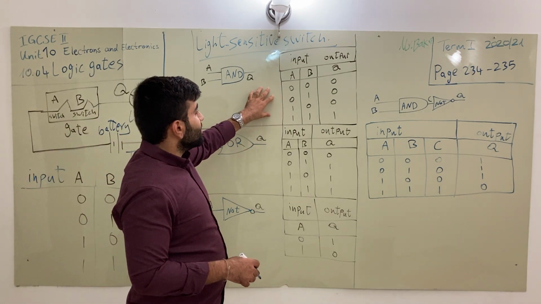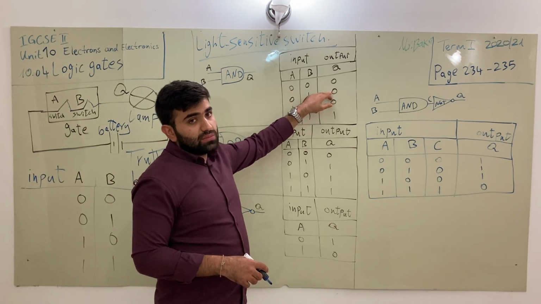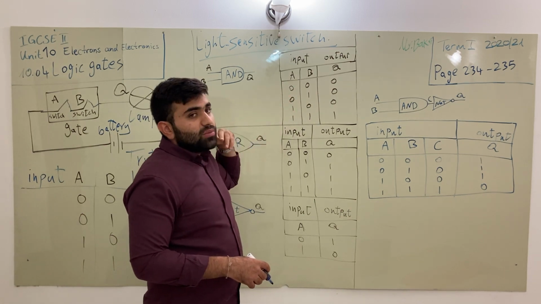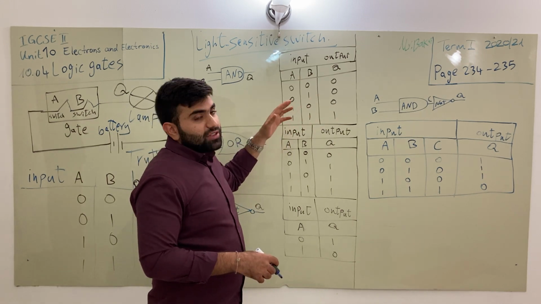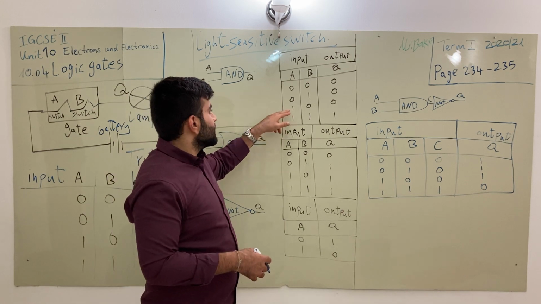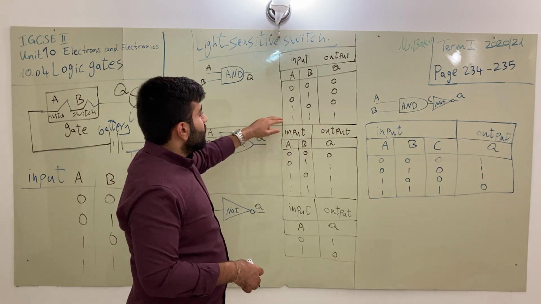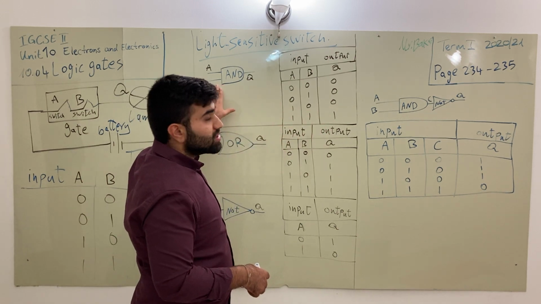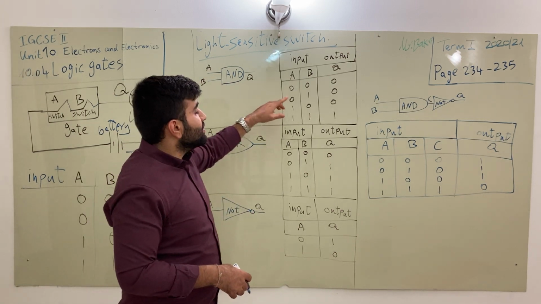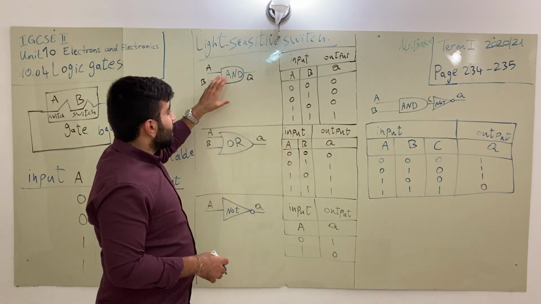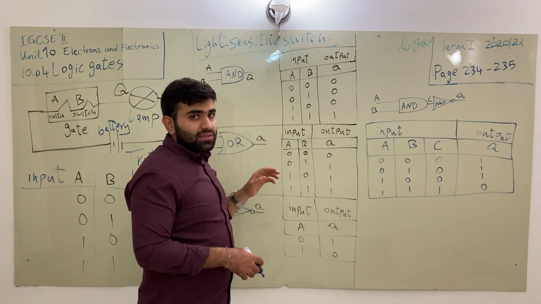So in this truth table for AND, if A is 0 and B is 0, the output will be 0. If you multiply 0 by 0, it's 0. You multiply 0 by 1, it's 0. Everything you multiply by 0, of course, is 0. So 1 and 0 is 0. 1 and 1 is 1. That means the output in the AND gate will be 1 in only one case, and the rest will be 0. Just in the case where A and B are both 1.